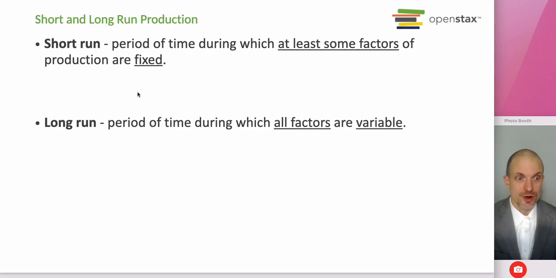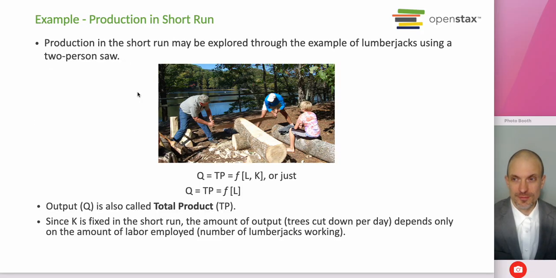If you can renegotiate or determine a new location for your storefront, or decide whether to rent that space or not, or if you can decide what size and what scale of factory you're going to use, those are all long run situations. Production in the short run may be explored through the example of lumberjacks using a 2-person saw. Okay, so I don't know where they're going with this.